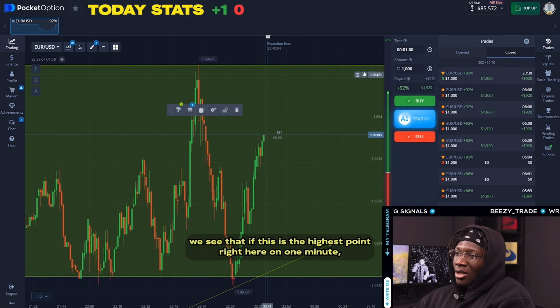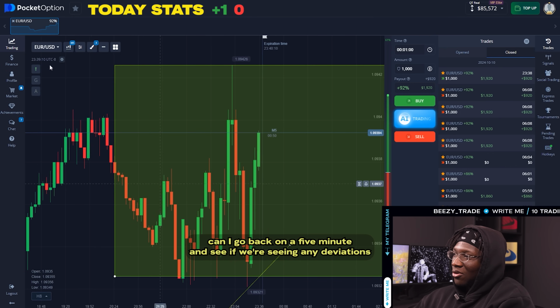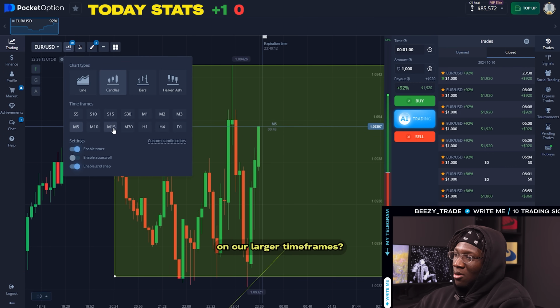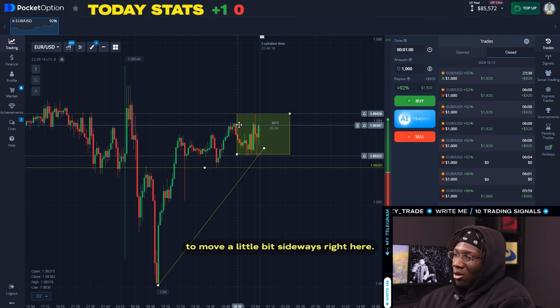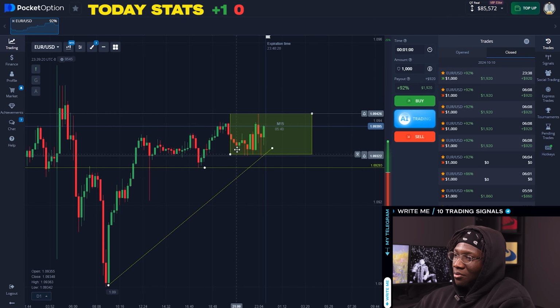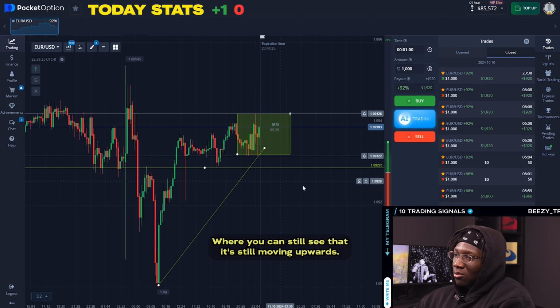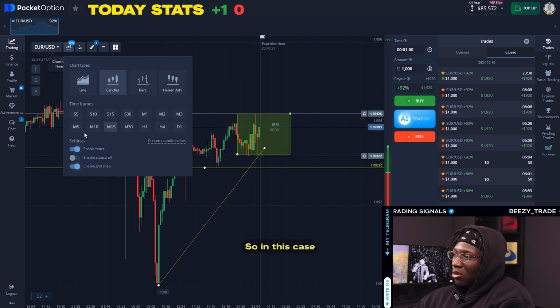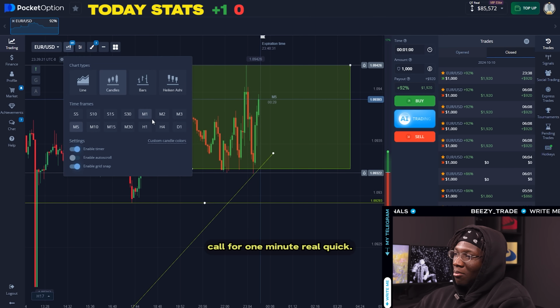We see that if this is the highest point right here on 1 minute, I'm gonna go back on our 5 minute and see if we're seeing any deviations on our larger time frames. So we can see it's starting to move a little bit sideways right here. But you can still see that it's still moving upwards. So in this case, we might still be able to scalp for 1 minute real quick.